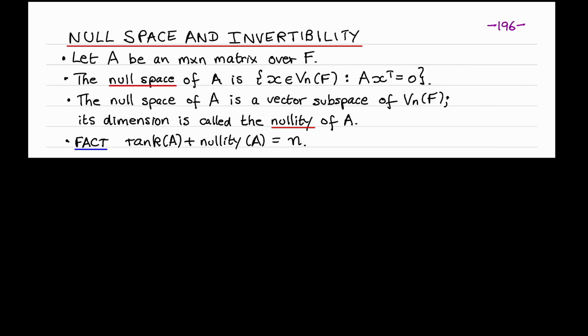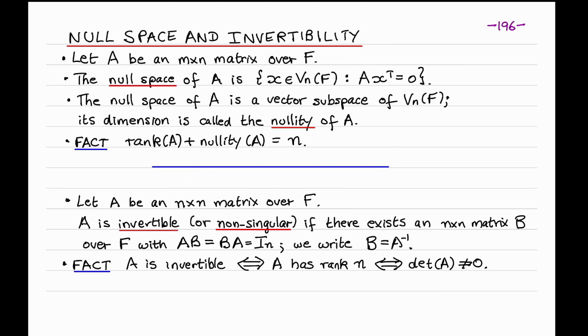Here is my last set of definitions. Let A be an m by n matrix over a field F. The null space of A is the set of all vectors x such that A times x transpose equals 0. You can prove that the null space of A is a vector subspace of Vn of F. Its dimension is called the nullity of A. A fundamental fact is that the rank of a matrix plus its nullity equals the number of columns in the matrix.